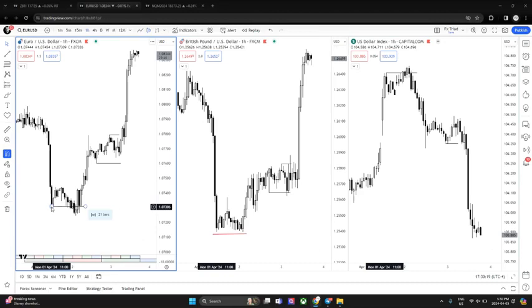Remember, nothing in price is random, and take everything into consideration, right? When was this low formed? This low was formed in the New York session, and this one was formed in the London session.